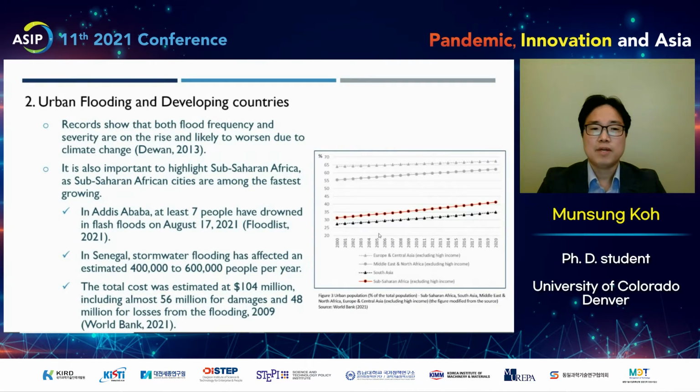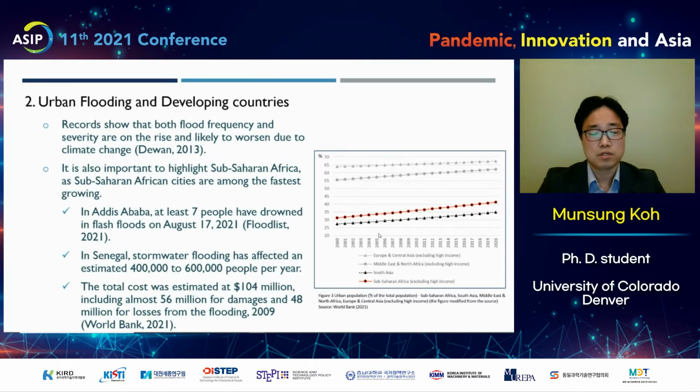So urban flooding affects not only the developed countries, but also developing countries. It is very important to highlight sub-Saharan Africa, because sub-Saharan African cities are among the fastest growing. As shown by the red dots on the graph, urbanization in sub-Saharan Africa is the most rapid compared to other regions in the world. Over 20 years, urbanization rose by more than 10 percentage points.